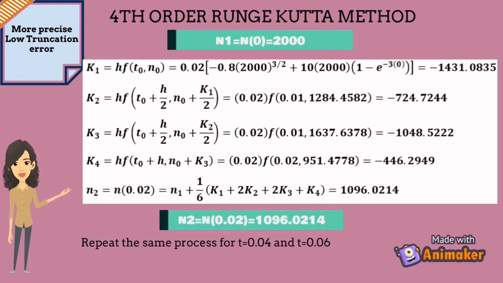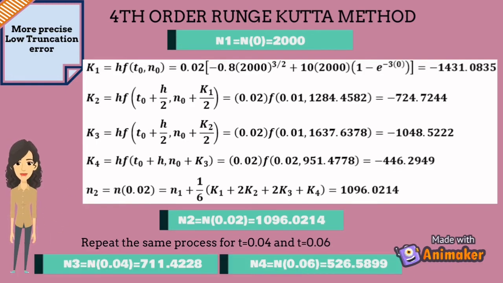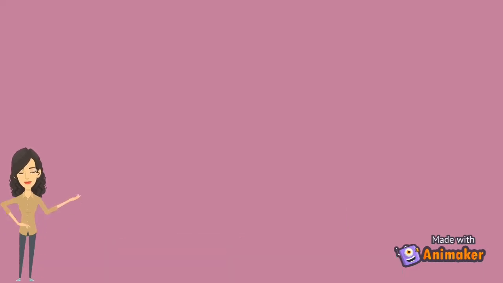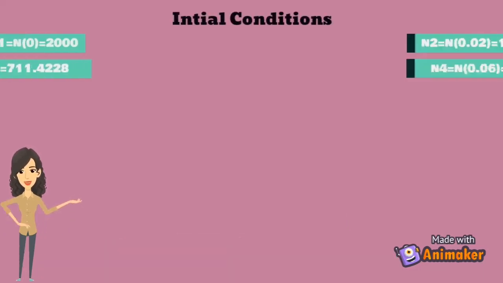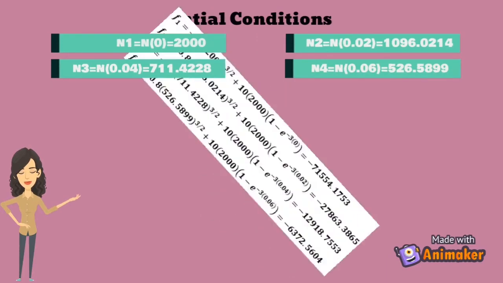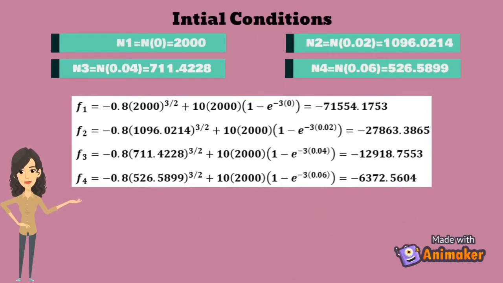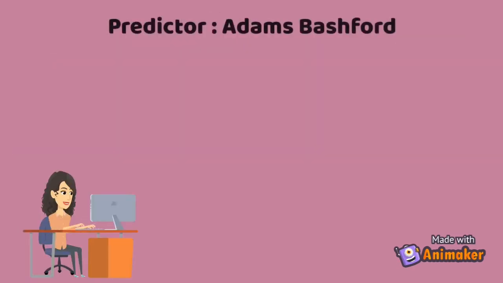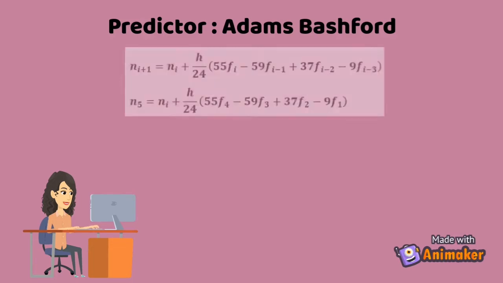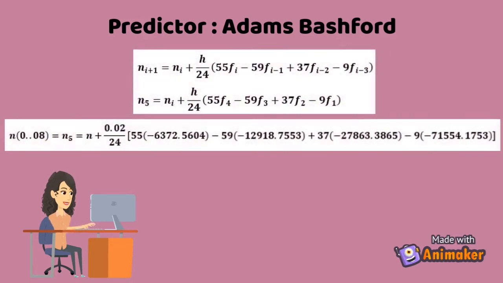We repeat the same process for t equals 0.04 and 0.06, and we get the answers for N3 and N4. Now that we have all four initial conditions, we substitute them in the ODE and get F1, F2, F3 and F4. Next, we use the Adams-Bashforth formula as the predictor to calculate N5. The predicted value for N5 is equal to 547.2215.